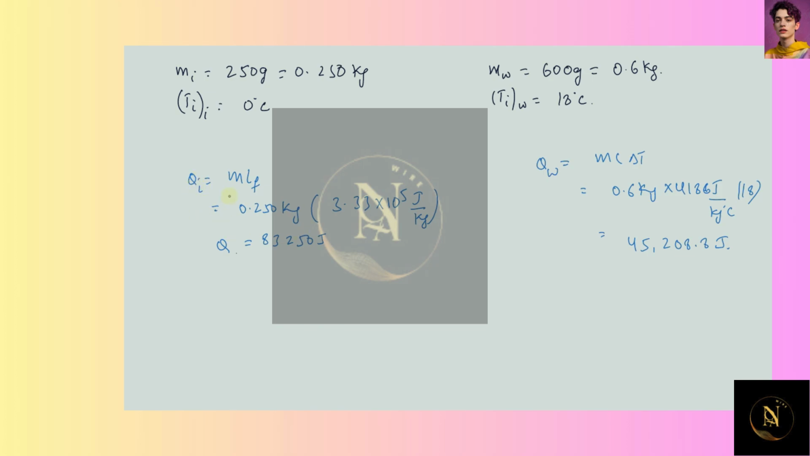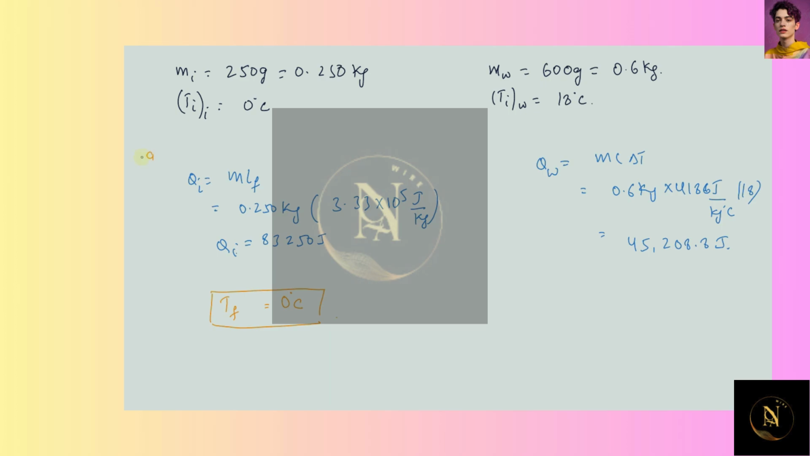Now if we compare that, the heat for ice is greater than the heat for water, so we can conclude, since the heat required to melt 250 gram of ice exceeds the heat required to cool 600 gram of water from 18 degrees Celsius to 0 degrees Celsius, the final temperature of the mixture, that is the system water plus ice, will be 0 degrees Celsius. So this is the final temperature. So this was the answer for the A part of the question.